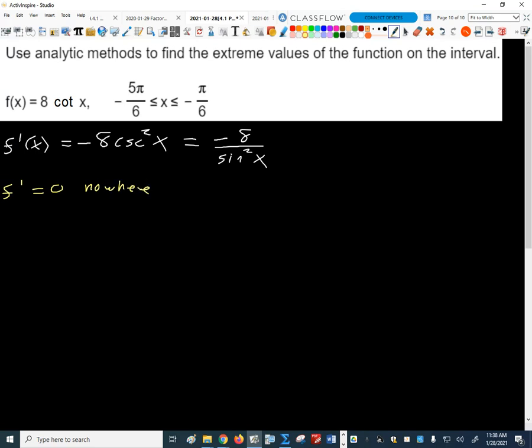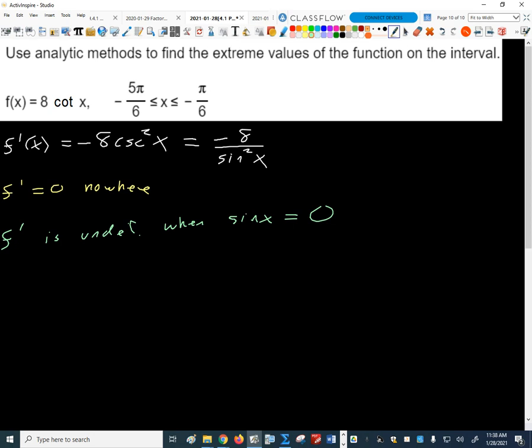Okay, what about, however, where it's undefined? F prime is undefined any place where the denominator is equal to 0. Well, isn't sine squared equal to 0 when sine equals 0, right? Everybody agree? The denominator is going to equal 0 when sine equals 0.